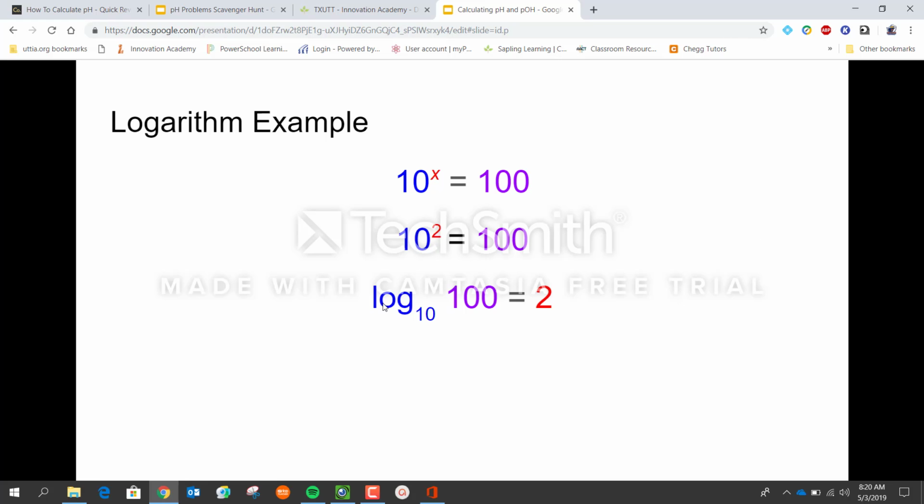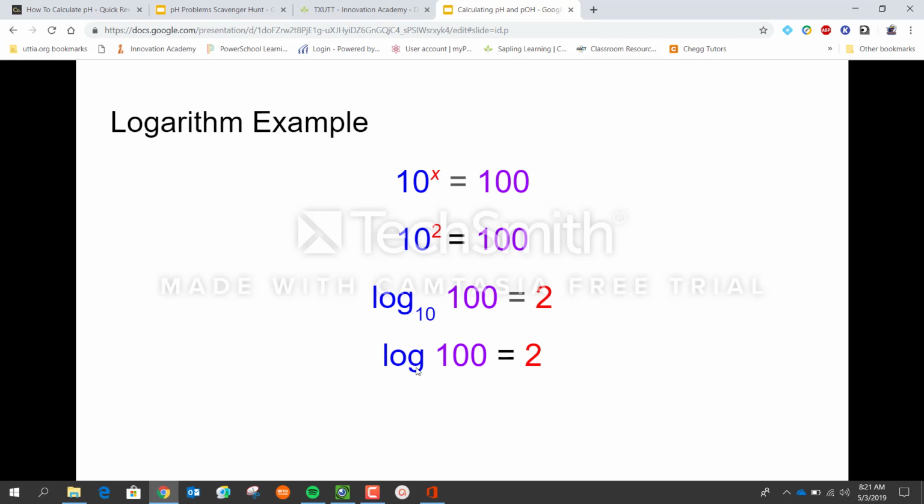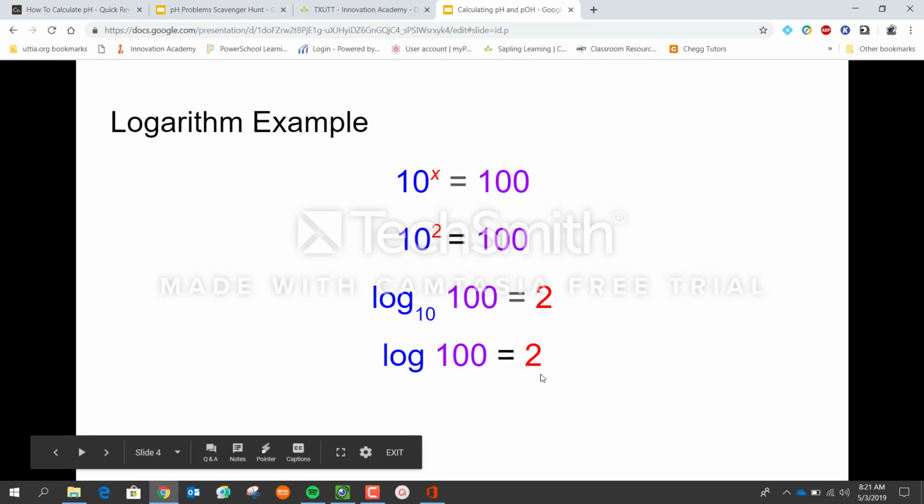So notice what we did here. The log base 10 tells me that 10 is the base number here. 100 is what I get by raising 10 to the specified power. And 2 is the exponent that I need in order to get that answer. So it's basically just a backwards way of writing an exponent. Now, when we're in base 10, we don't actually have to write log 10. We assume that logs are in base 10 unless otherwise noted. So all we really need to write is log 100 equals 2.